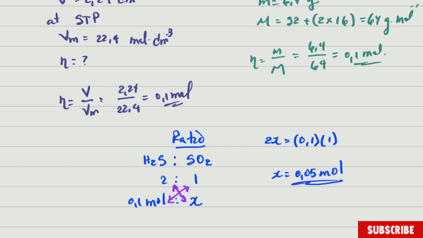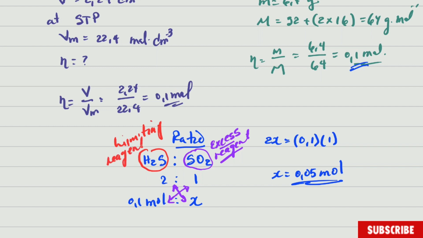So what does it mean? It means you only need 0.05 and you have 0.1. Therefore, we can see that the sulfur dioxide here is the excess reagent, and therefore the H2S is the limiting reagent. There we go, guys. Here is the answer to the question.